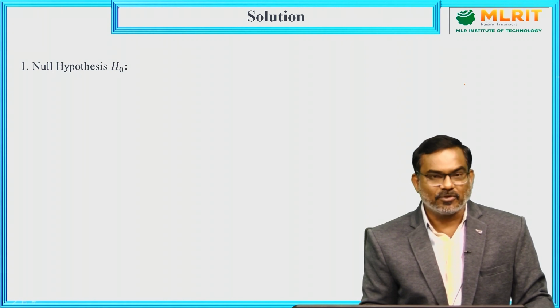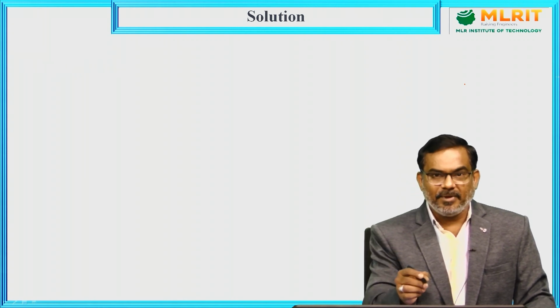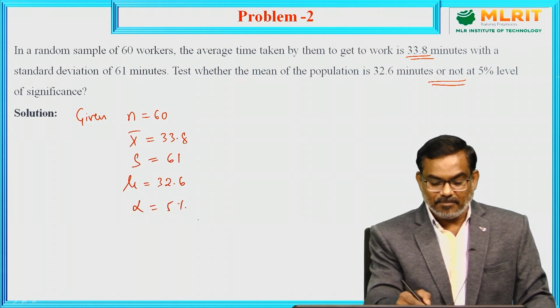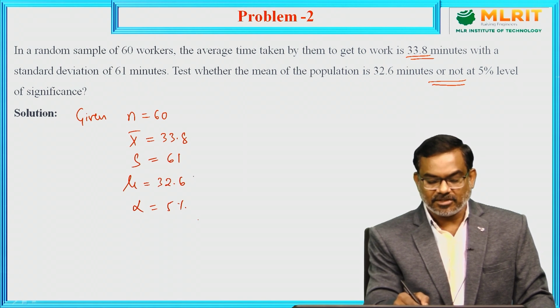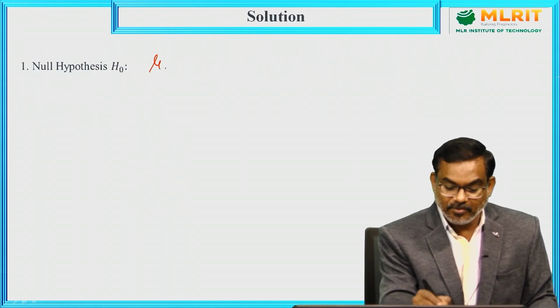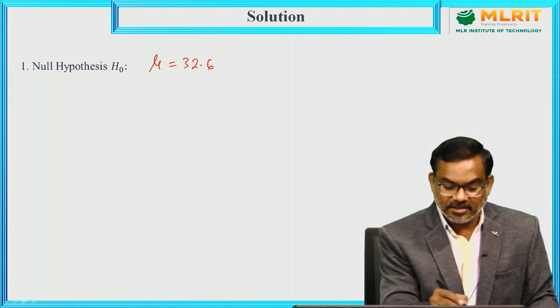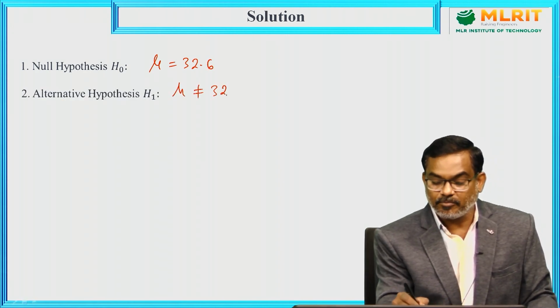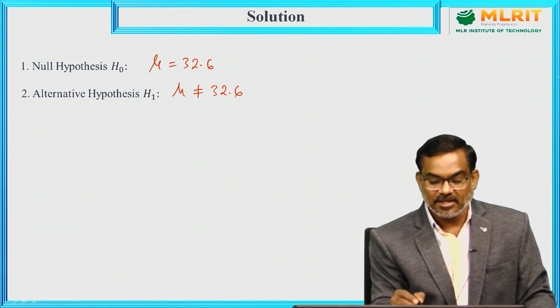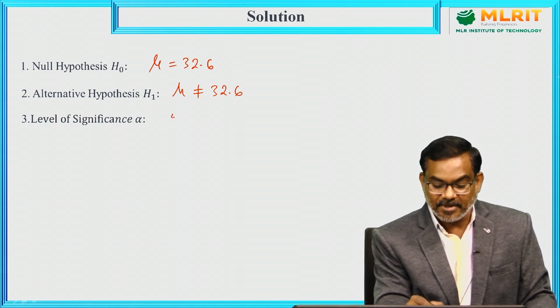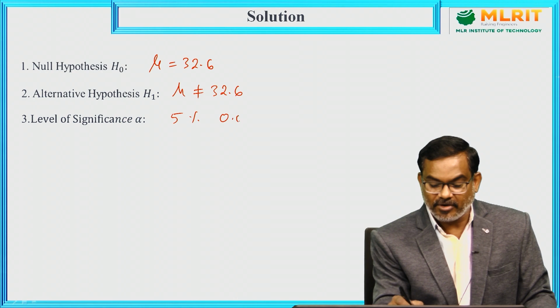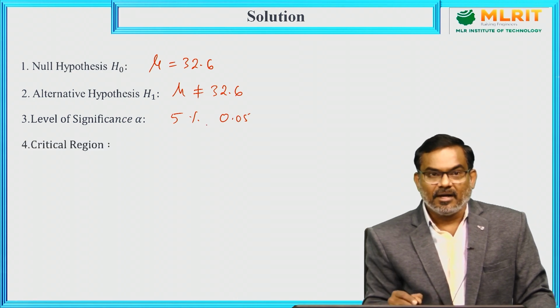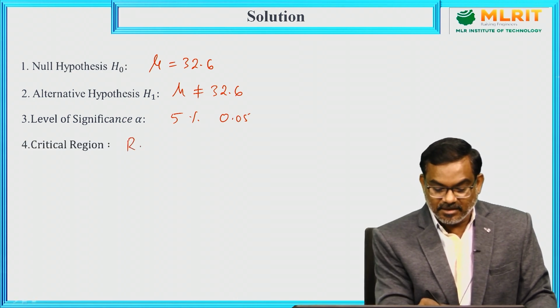First, the null hypothesis is the mean. Here the mean of the population is 32.6, so mu equal to 32.6. And the alternative hypothesis is not equal to type, mu not equal to 32.6, and level of significance 5%. 5% means 0.05, and critical region, it is not equal to type.